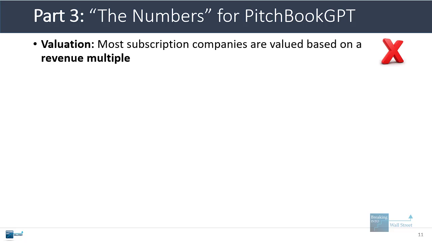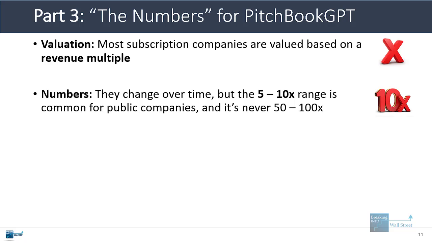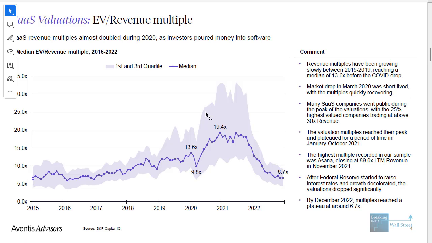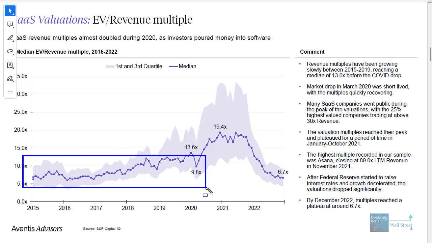The reason is that most subscription software companies are valued based on a revenue multiple. Now, the numbers change over time, but if you look at them historically, they're usually in the range of about 5 to 10x revenue if you look at publicly traded subscription software companies or SaaS companies, software as a service. If you want to see some support for this, look at the file and resource link that I provided before, and you'll see that for the most part, these companies are always sort of in this 5 to 10x range. Now, there are some deviations and variations.